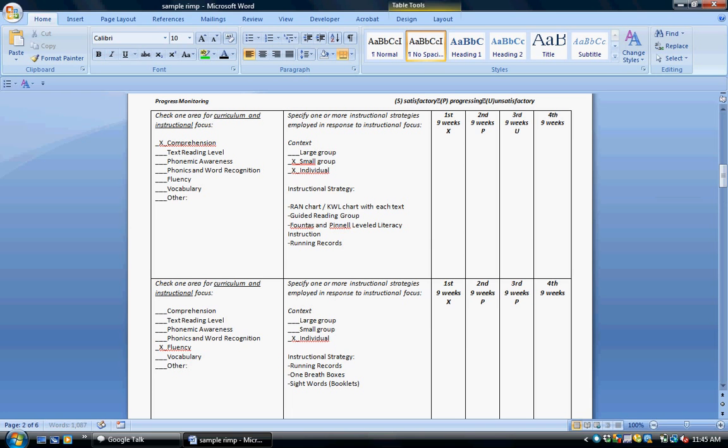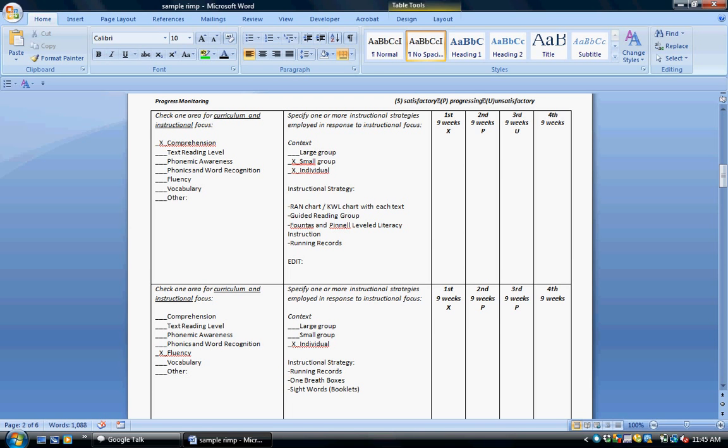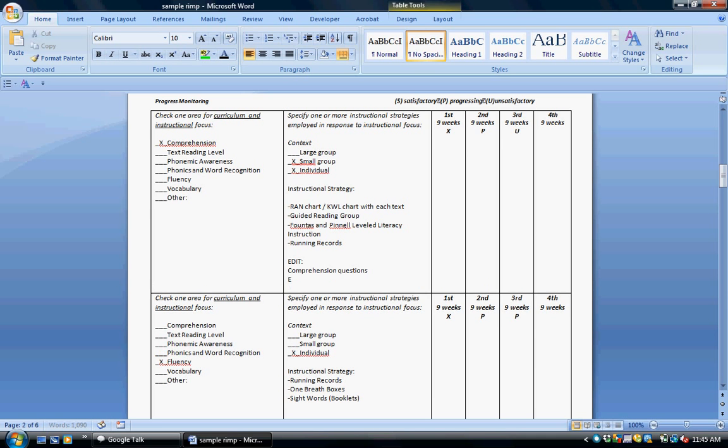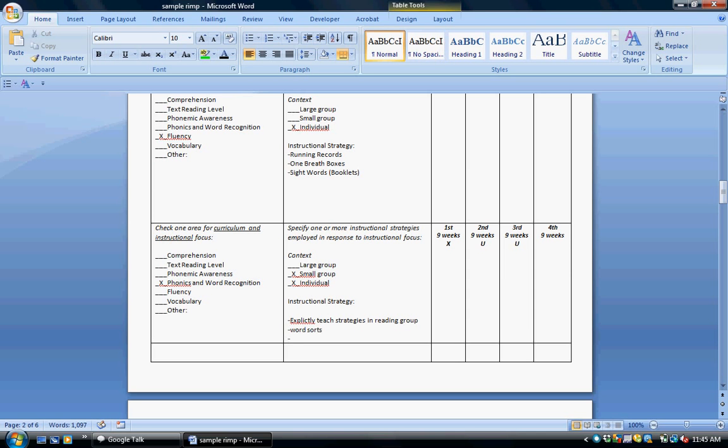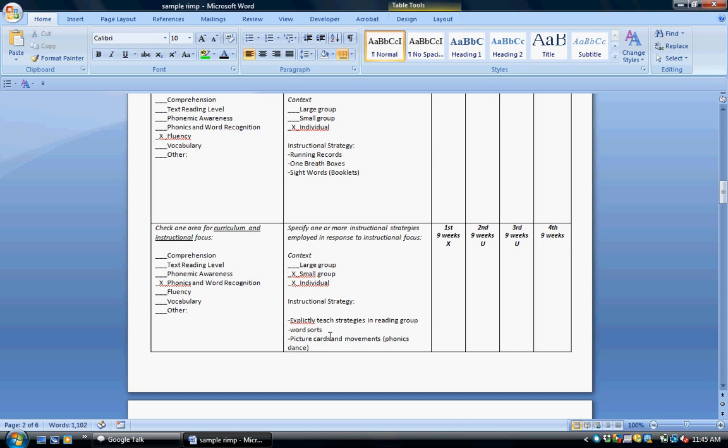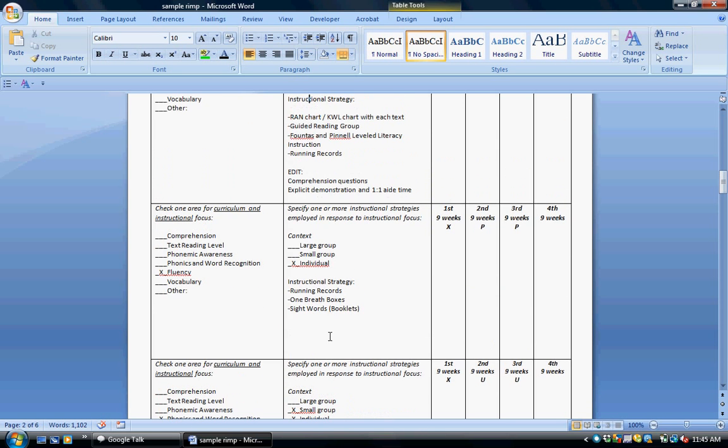Okay, so I'm going to edit this. So we need to do more comprehension questions. An explicit demonstration and one-on-one aid time for him. Alright, we're going to use as an instructional strategy picture cards and movements such as the phonics dance. I also forgot to put in how many times a week you do this. So we're going to pretend that I did that already.